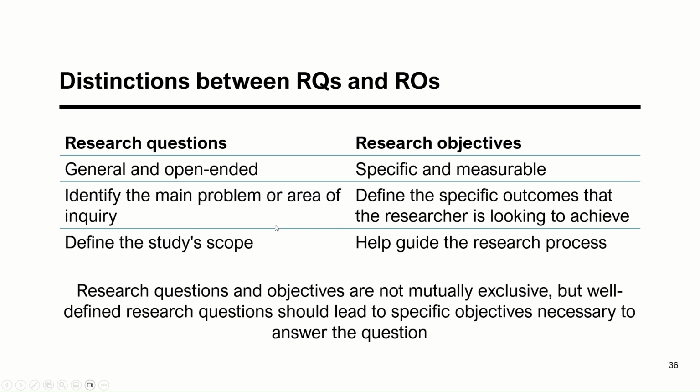Research questions, they focus on the main problem within the study. But research objectives, again, going back to the specificity, they define the specific outcomes that you intend to achieve through the review. Research questions may also be a good way to define the scope of the study, but research objectives, they help you with the process, they guide the research process. Now, they are not mutually exclusive, right? So when you talk about research questions and objectives, it is best if they can flow from one to the other. So if your objectives could be derived from your research questions, nothing like it.